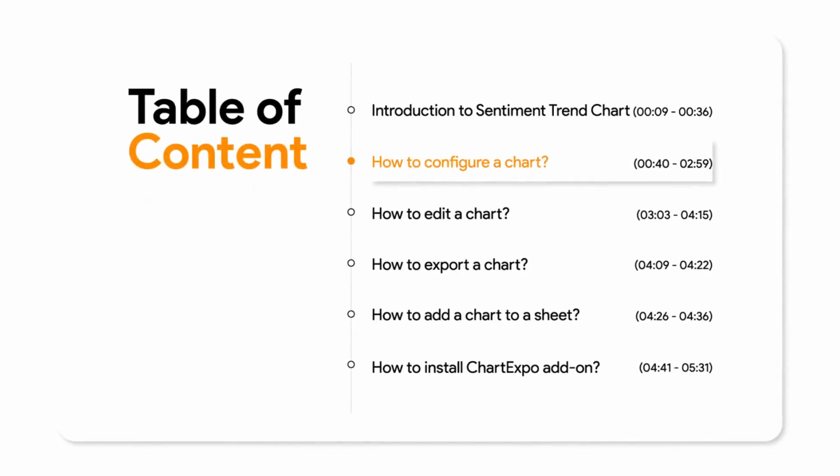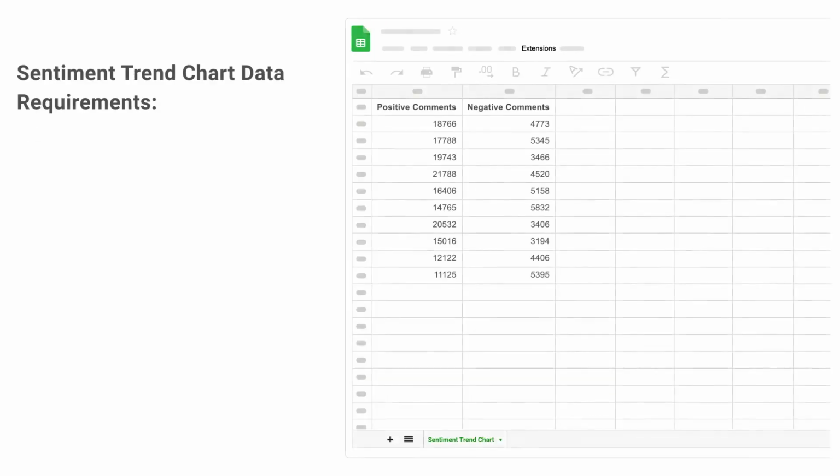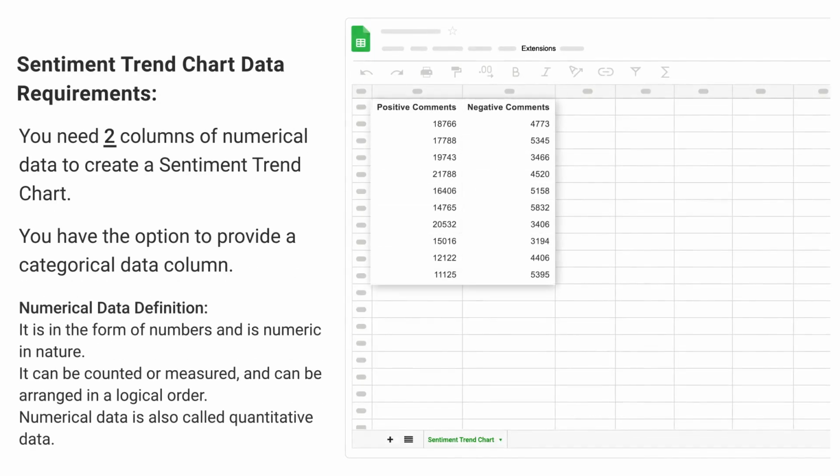How to configure a chart. Sentiment trend chart data requirements. You need 2 columns of numerical data to create a sentiment trend chart. You have the option to provide a categorical data column.